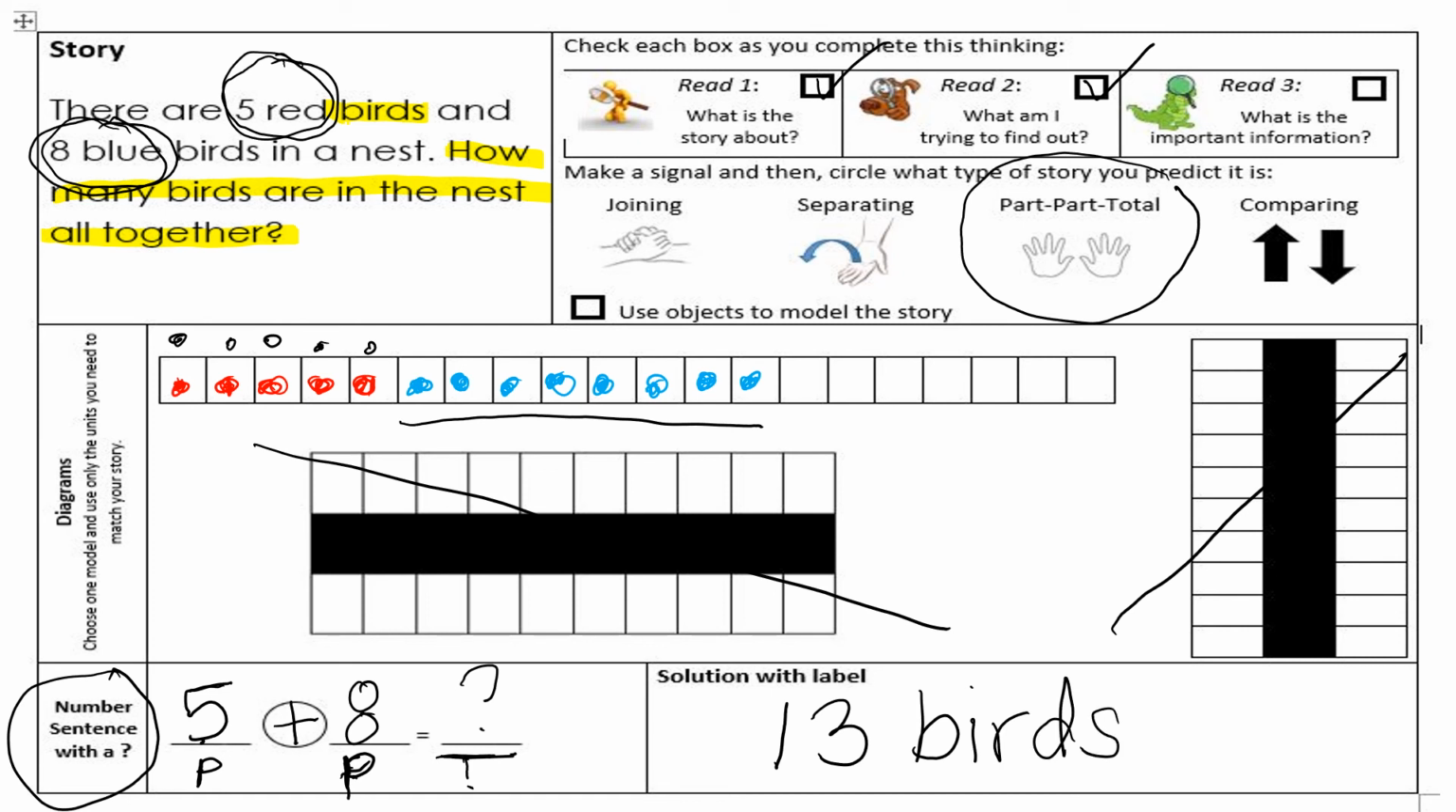So this is an example of a part-part total. Remember, the only difference between part-part total and joining and sometimes even separating is that in part-part total, nothing is happening at all in the problem. There are just birds sitting in a nest. No birds flew away. No new birds came to join. So that's why we say there's no action happening. So this was our example of a part-part total.